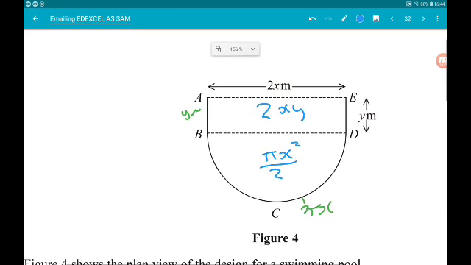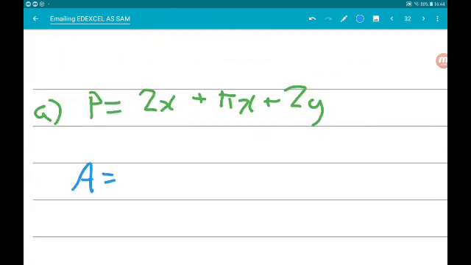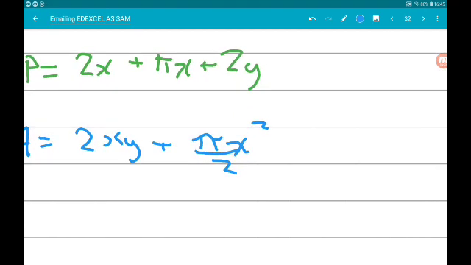So we know the area is 2xy add pi x squared over 2. Now we also know that is equal to 250. So what we can do now is get y on its own.